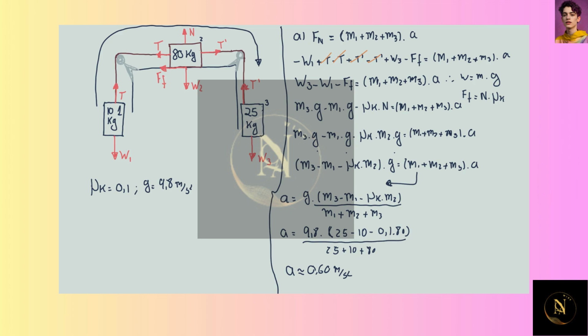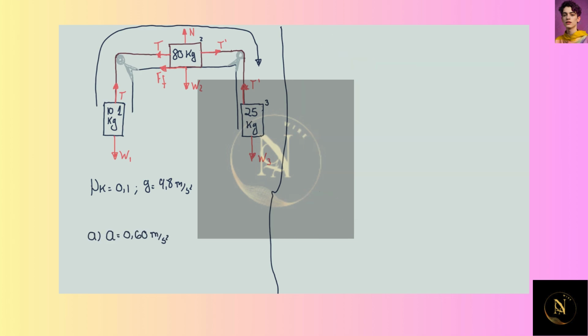Now, before solving the next item, I have to organize my board. In the second item, we have to calculate the tensions in each of the strings. For that, we have to apply Newton's second law to these blocks separately, beginning with block number 1.